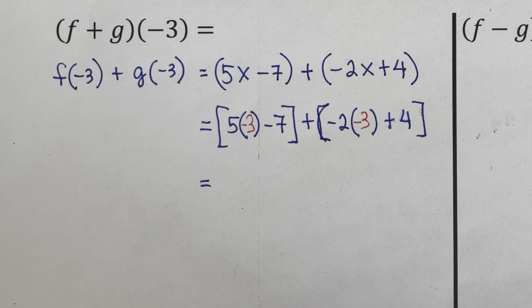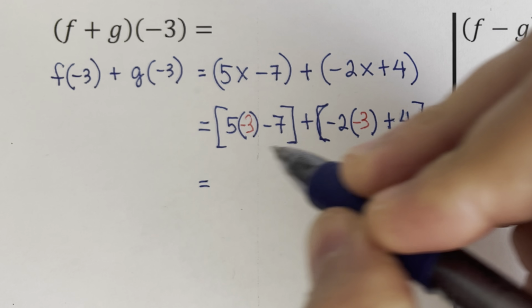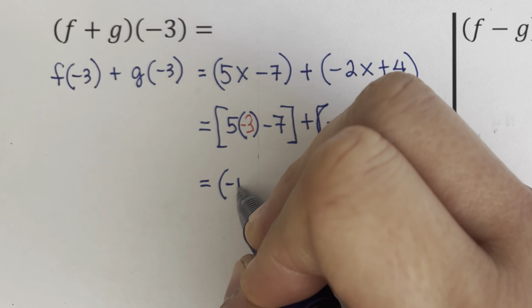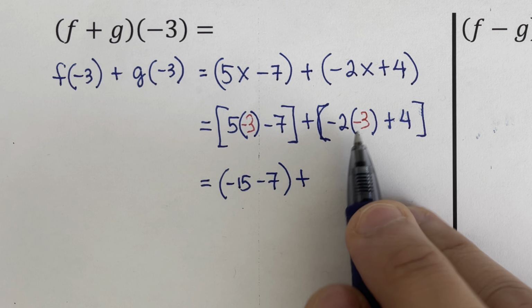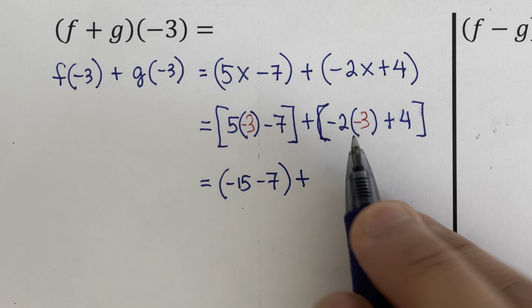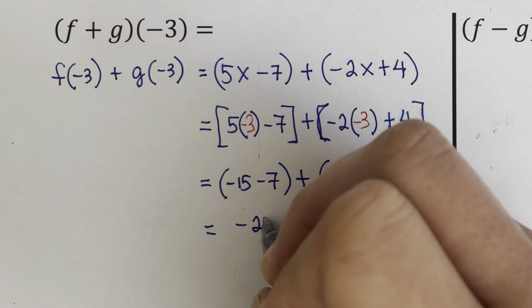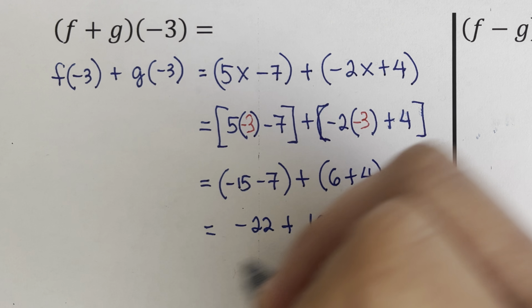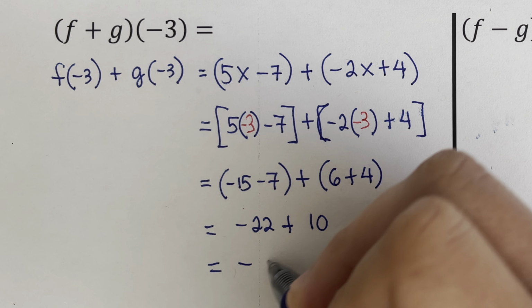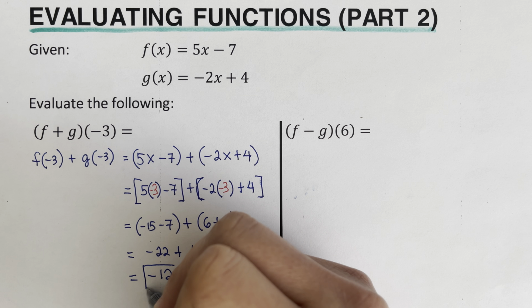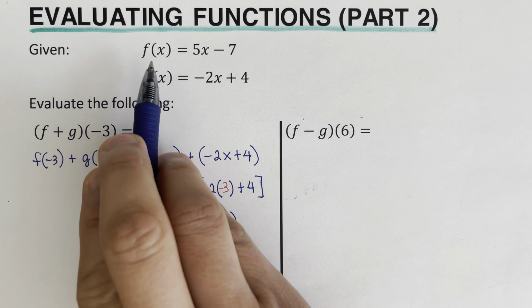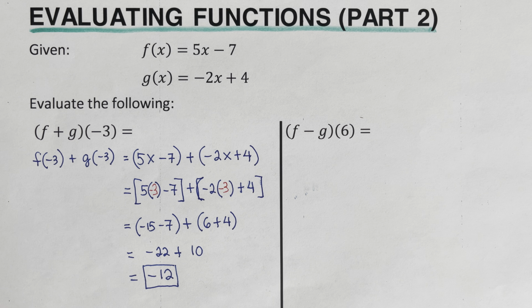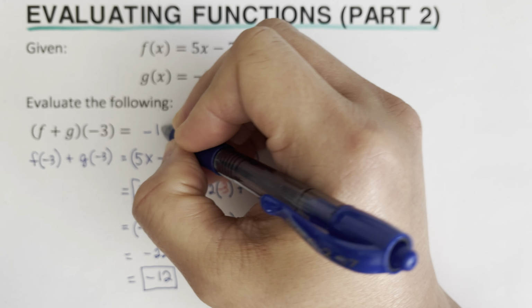Okay, so I plugged in the negative 3 to all of the x's in the expression that I've set up over here. So this would come out 5 times negative 3 is negative 15. And then that's minus 7 plus negative 2 times negative 3 is a positive 6 plus 4. So then we are able to get negative 22 plus 10. And that would give us negative 12. So the value for f plus g of negative 3, given the f of x and the g of x up there, is negative 12.